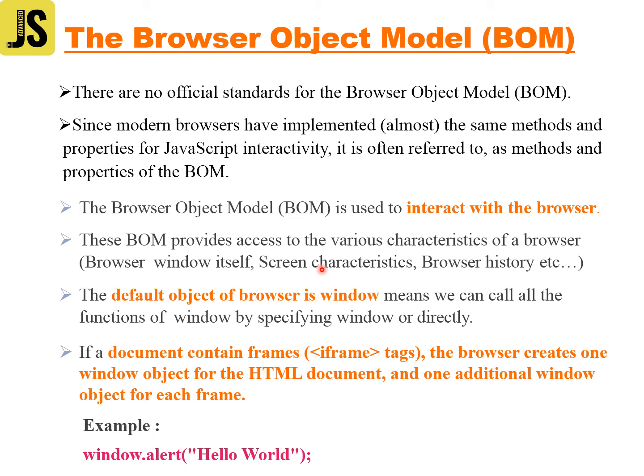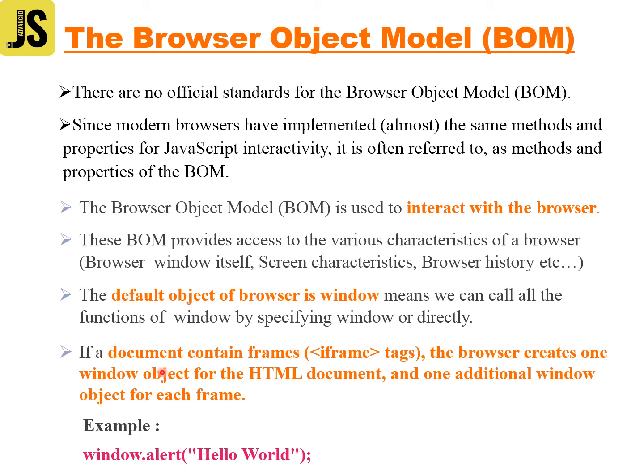So in BOM, the default object of the browser is treated as a window, and we can call all the functions related to the browser by specifying the term window, or it can be called directly. And if our document has tags like iframe or frame, the browser creates a window for each frame tag. Suppose our web page has 3 frames, then in the browser object model, these 3 frames should be considered as 3 different windows.